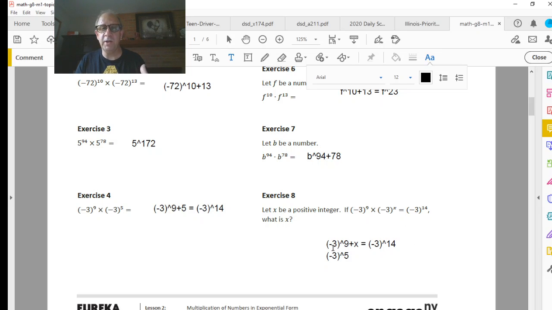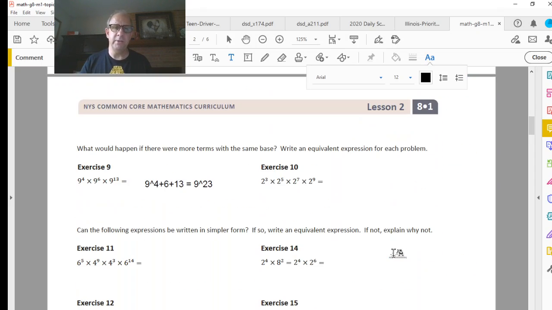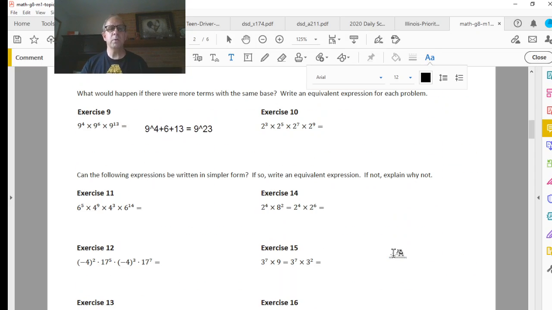Well, that would be like saying negative 3 to the 9 plus x power equals negative 3 to the 14, or just 9 plus x equals 14. So what 9 plus what number equals 14? 9, 10, 11, 12, 13, 14. So that would be 5. Or I could say 14 minus 9 if I add or subtract that way.